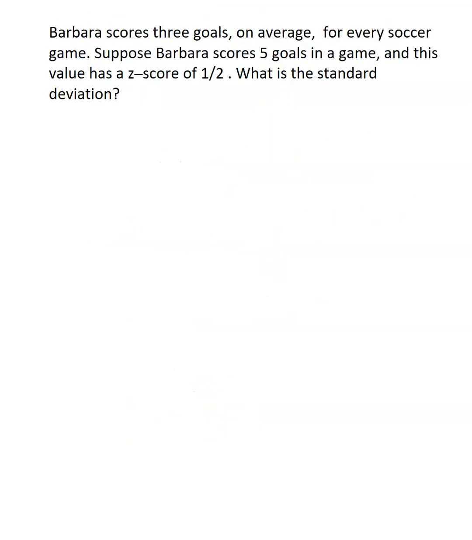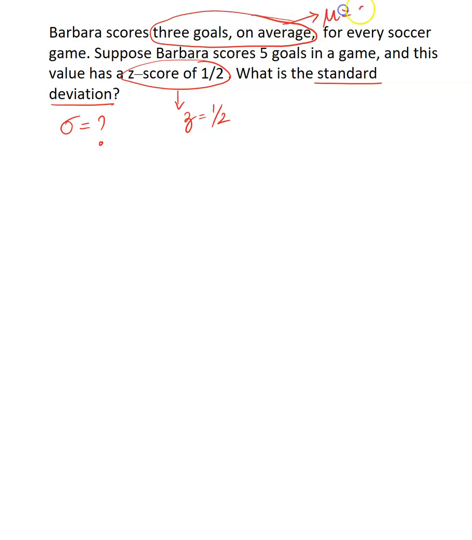Now in this problem, Barbara scores 3 goals on average for every soccer game. Suppose Barbara scores 5 goals in a game and this value has a z-score of half. What is the standard deviation? Interesting, because here again, in the previous problem we found the mean. Here they're asking us to find the standard deviation. So let's go backwards. So standard deviation, sigma, is asked. Z-score, very explicitly given to be half. And Barbara scores 3 goals on an average. That tells us that mu is 3.